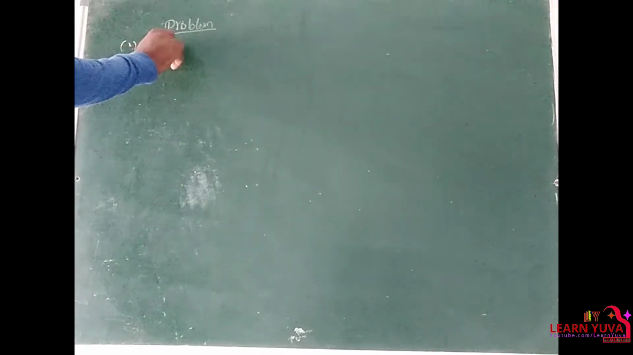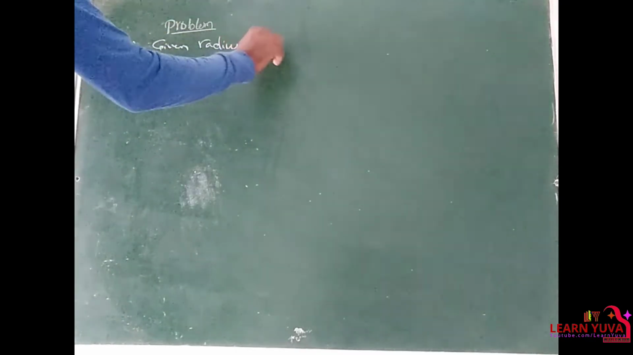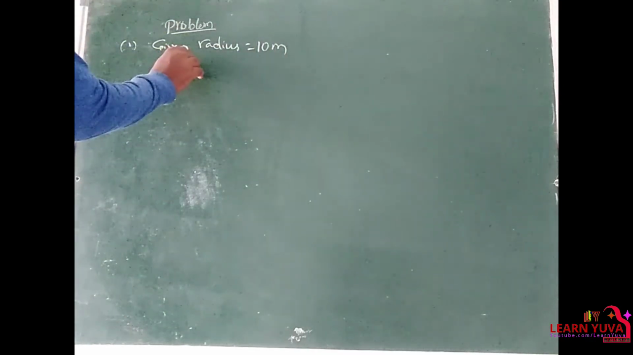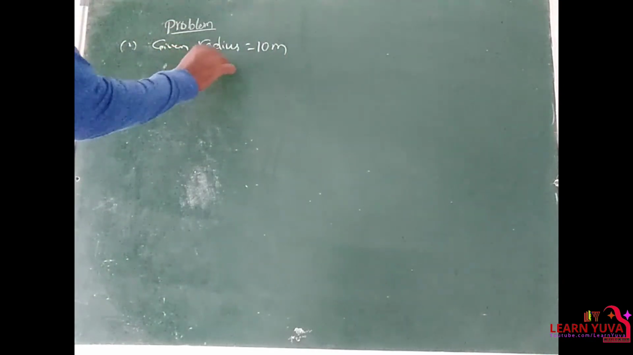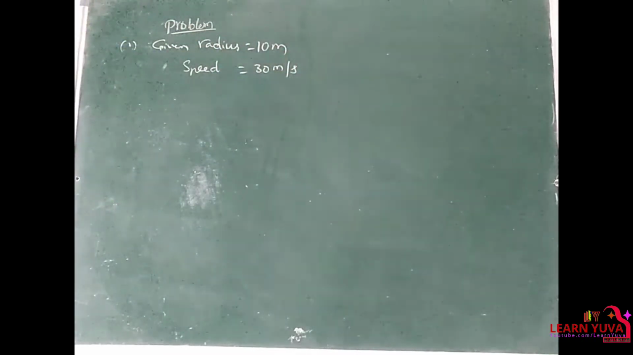A circular track of radius is given. Radius is equal to 10 meters, and the scooter goes with a speed of 30 meters per second. What will be the angular speed of the scooter?